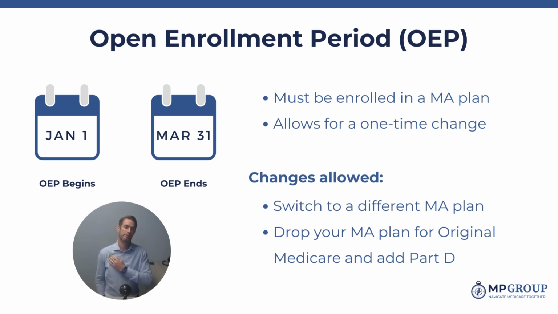Totally different enrollment periods, but same exact time frame, Jan 1 to March 31st. If you're doing a Medicare Advantage open enrollment period, you have to be enrolled in a Medicare Advantage plan to utilize this enrollment period, and it allows for a one-time change from one MA plan to another, or to drop an MA plan and go to original Medicare and add a Part D plan.